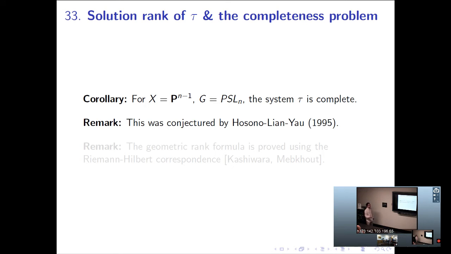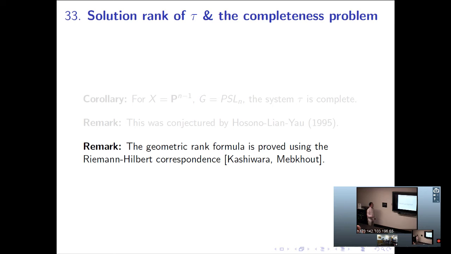And this was conjectured by physicists and also Shing-Tung Yau in 1995. So the basic idea to prove such a geometric rank formula is to use the theory of D modules. Basically, we can understand this tau as a D module very nicely, and therefore we can apply the Riemann-Hilbert correspondence in its derived category version due to Kashiwara and Mebkhout, and then prove the rank formula.